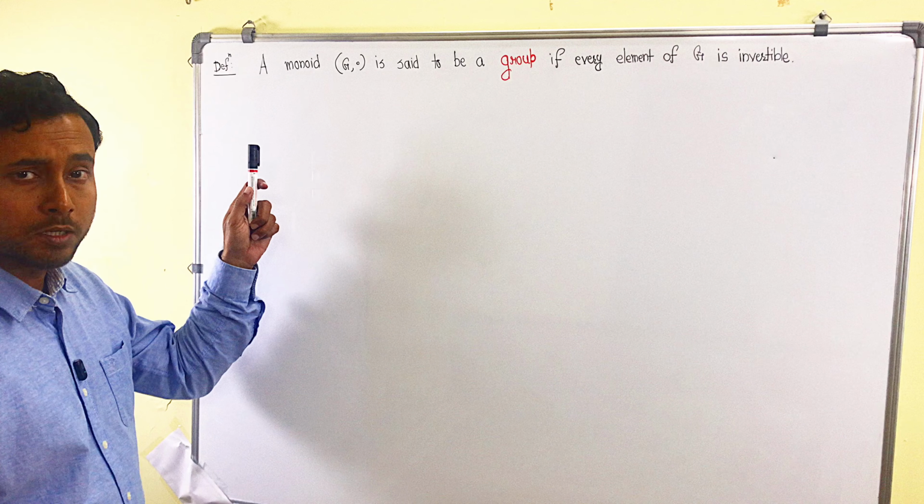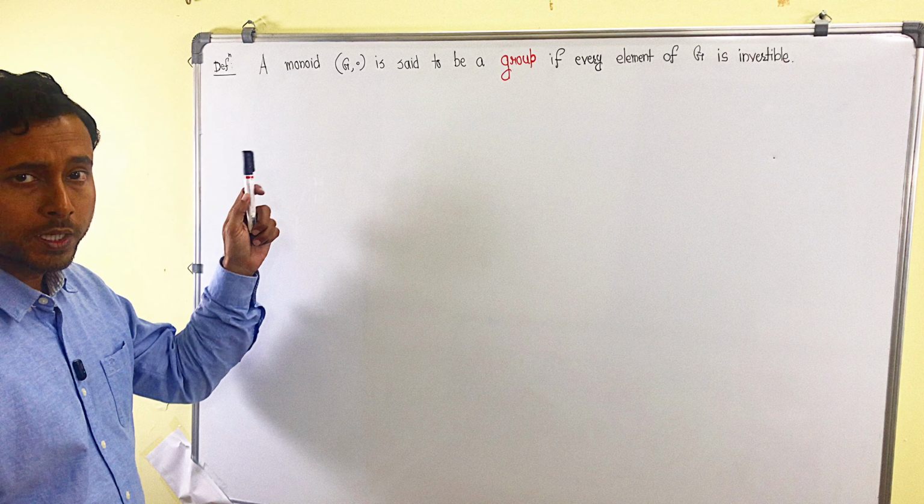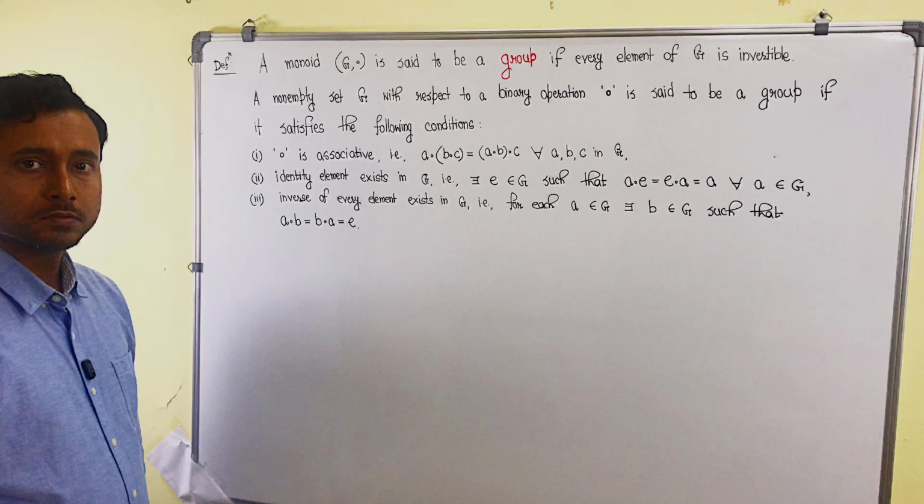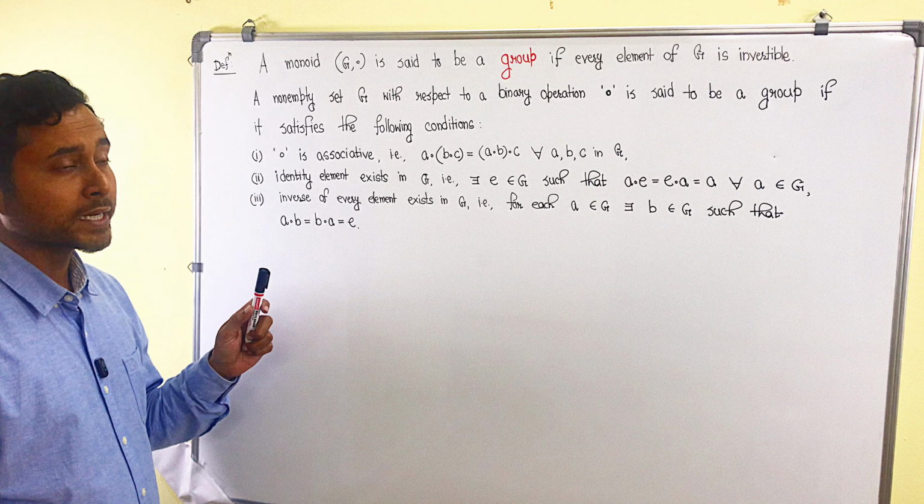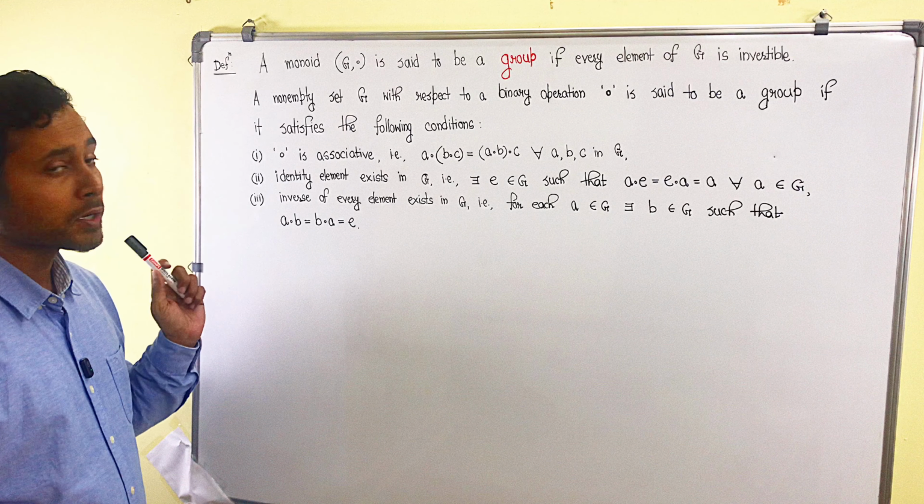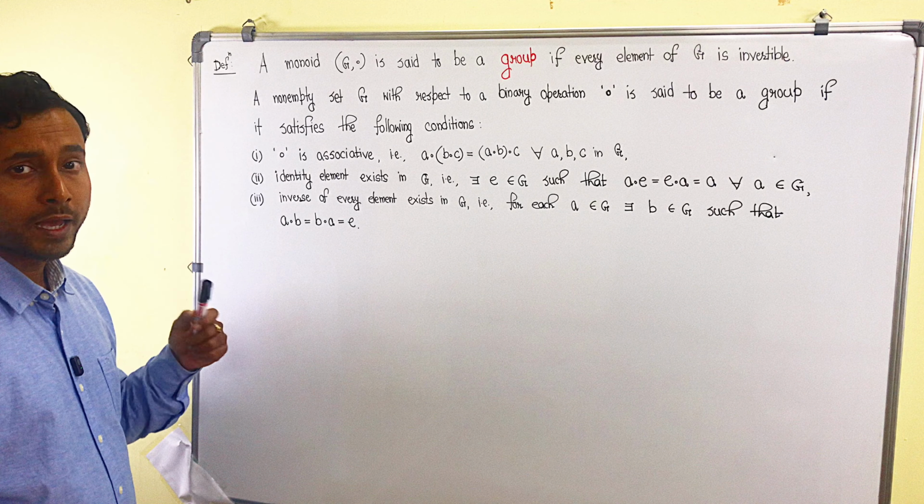A monoid G with composition is said to be a group if every element of G is invertible. In other words, a non-empty set G with respect to a binary operation composition is said to be a group if it satisfies the following three criteria. Number 1, this composition has to be associative, that is (A compose B) compose C equals A compose (B compose C) for all A, B, C in G.